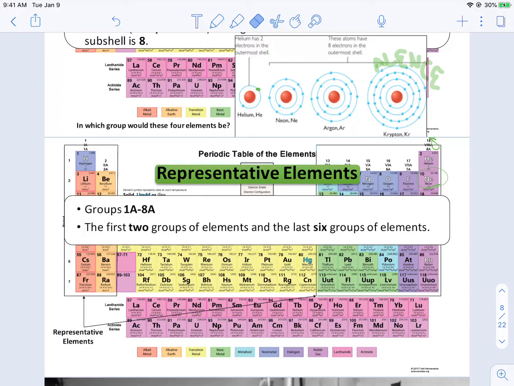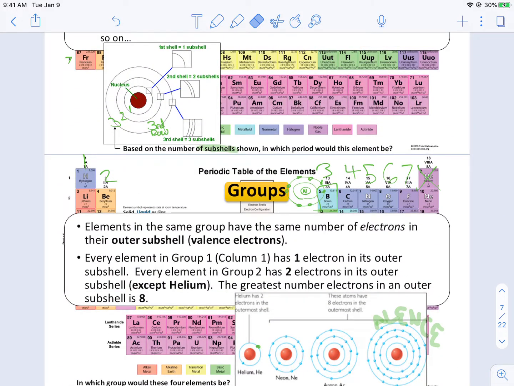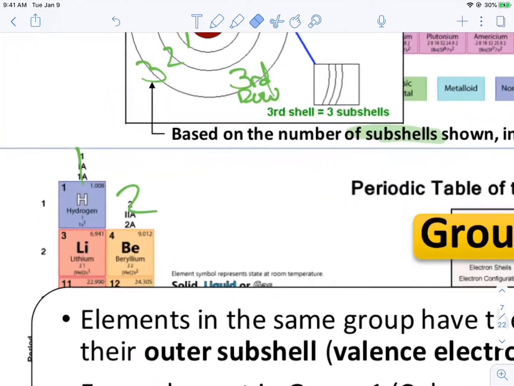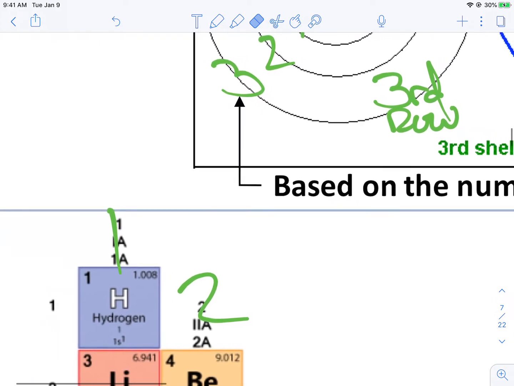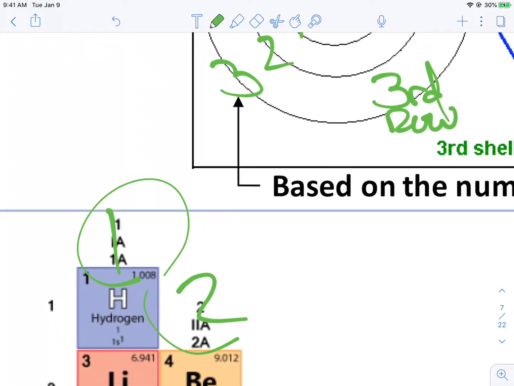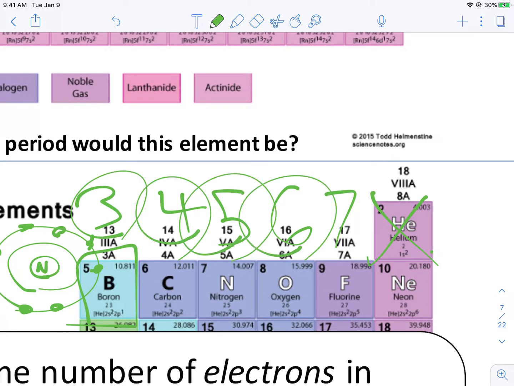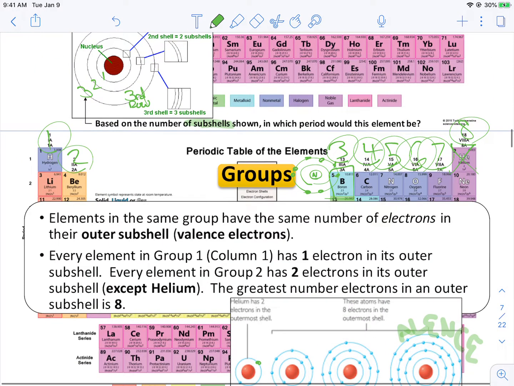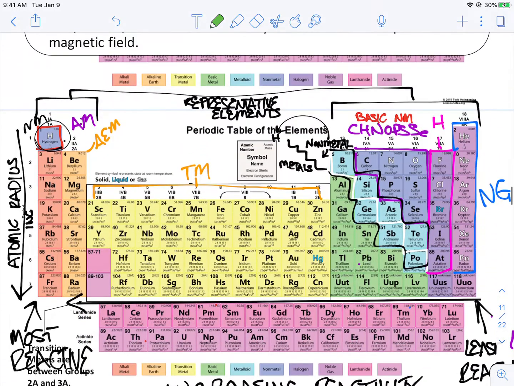So the first thing that you'll notice is that if we go back to our part 1, when it came to the vertical groups, the columns, I only had you label the first 2, where they were 1 and 2. And then I only had you label the next 6. So that would be 3, 4, 5, 6, 7, and 8. Now, those 8 groups, the tall ones, you'll notice I call them tall because they're taller than everybody else. The first 2 and the last 6 are called the representative elements.